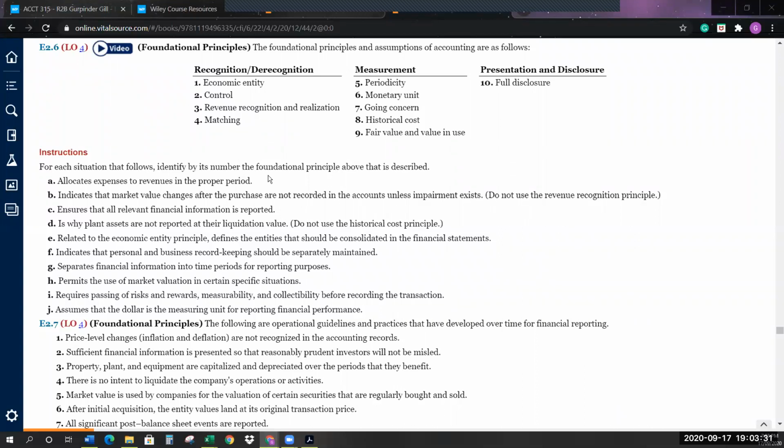So A, allocates expenses to revenues in the proper period. Matching. So the whole idea of the matching principle is to match your expenses to your revenues. It's never the other way around. You never get to match your revenues to your expenses. That is criminal. That concept does not exist. Matching is you're matching your expenses to your revenue. So was there an associated revenue generated by these expenses? That is what we are trying to figure out here.